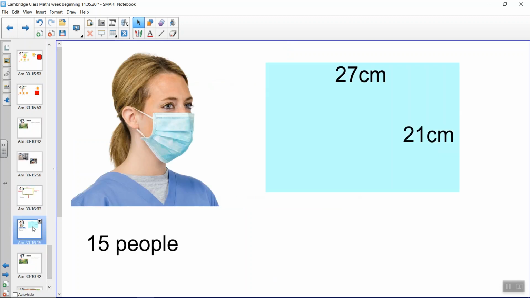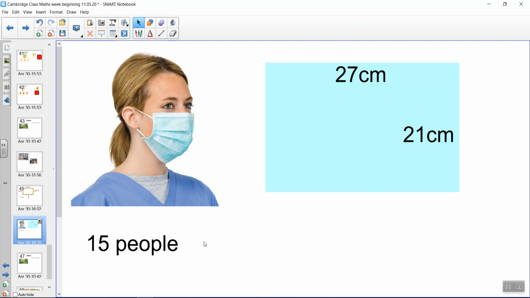Okay, so here's our second task. A face mask is made up of a sheet that is 27 centimetres by 21 centimetres. If I need to cut rectangles that are 27 centimetres by 21 centimetres out of one big piece of fabric, how big a piece of fabric would I need for 15 people? Again, you can close the video down, go and work it out, and then email the answers.